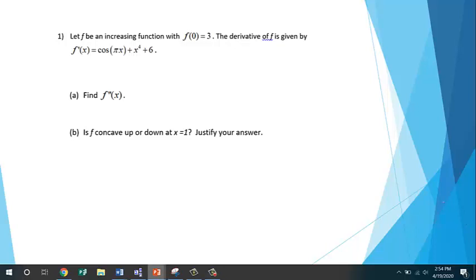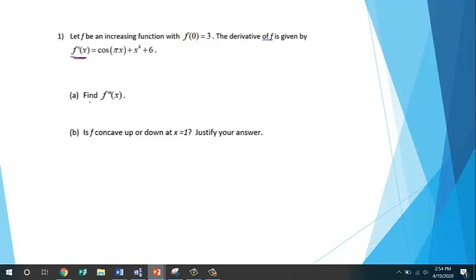Right, problem 1. Let f be an increasing function with f of 0 equals 3. The derivative of f is given by f prime of x is equal to cosine pi x plus x to the fourth plus 6. One thing that I struggled with at first is just remembering that this is f prime, this is not f.